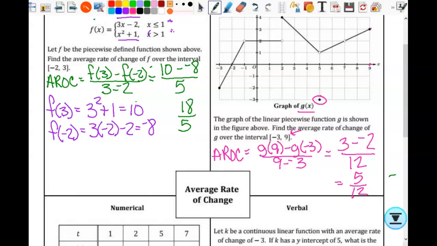Okay, we good? All right, so we're going to finish these last two things tomorrow. So I wouldn't tape it in yet because we're not done. You can. It just makes it harder to write on.